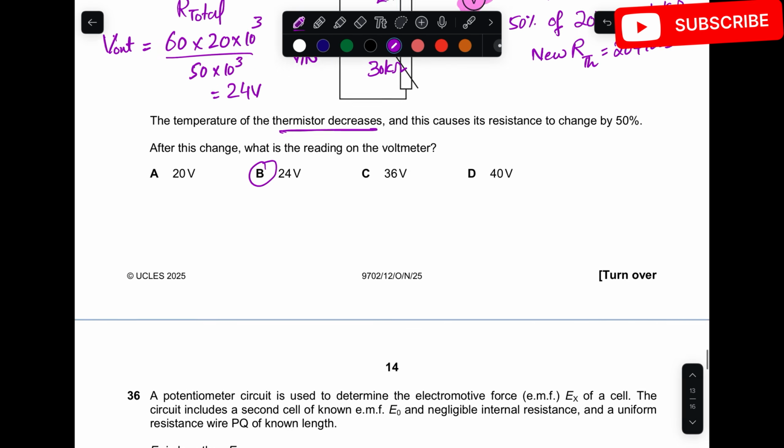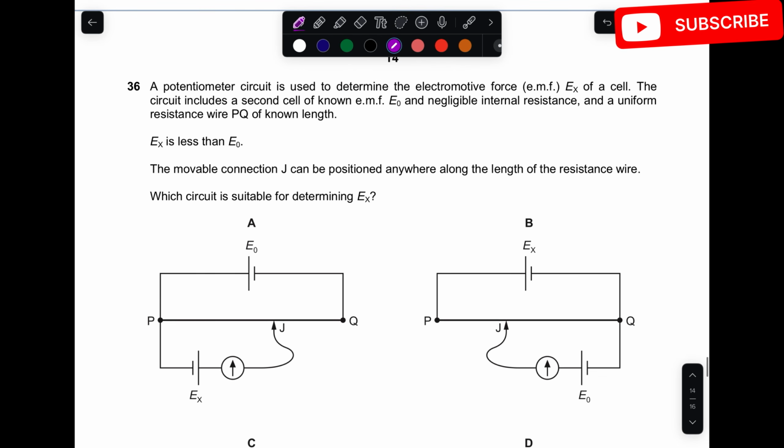Moving forward, question 36, a potentiometer circuit is used to determine the electromotive force Ex of the cell. The circuit includes a second cell of unknown EMF and negligible internal resistance.